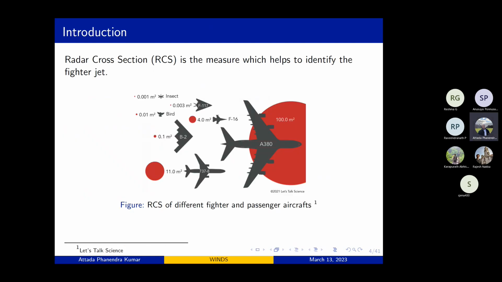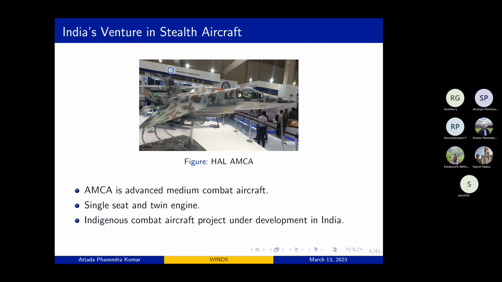The quantitative measure of stealth is the radar cross-sectional value. In this image, you can see for the Airbus A380, which is a passenger aircraft, the RCS value is around 100 meters square, whereas for the F117, it is 0.003 meters square. So you can see how much difference you will see in the radar when we use a stealth aircraft compared to a passenger aircraft. Currently, India is developing its indigenous stealth aircraft, the Advanced Medium Combat Aircraft, which is being developed by HAL. It is under process, and within a few years we will be able to see the stealth aircraft for India.